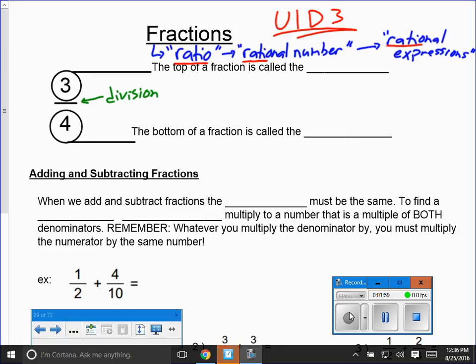So the top of the fraction, we call that the numerator. And the bottom of the fraction, we call the denominator. So again, we'll work towards using these vocabulary terms, numerator and denominator, instead of saying top and bottom, but a lot of times I'll use them interchangeably, just because it's faster to say top and bottom versus numerator and denominator.